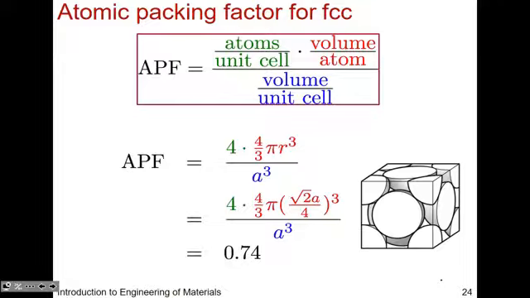So once again, you need to convert the R to A so that the lattice parameters cancel out, and you get a fraction of 0.74 or 74%. That's how much volume of your unit cell is taken up by the atom. So clearly, it's more dense in a FCC system than it is in a BCC system. Okay?